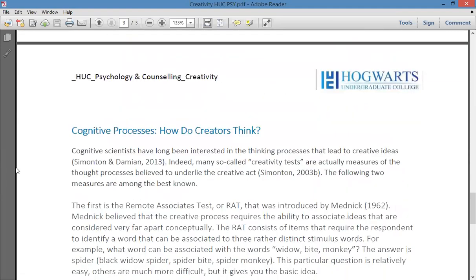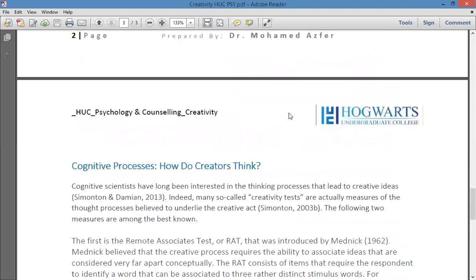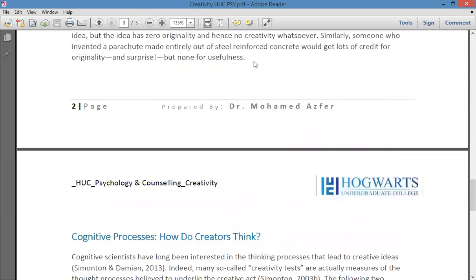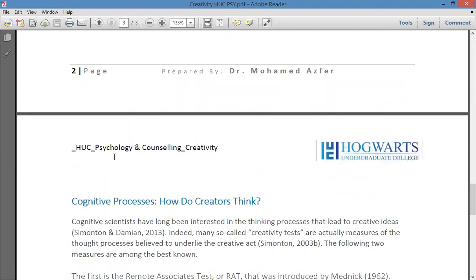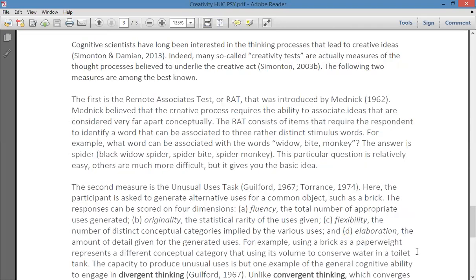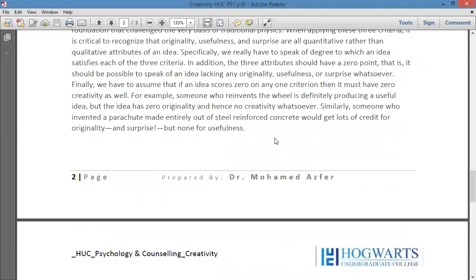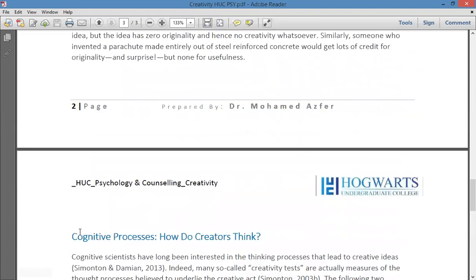The next is, I will explain up to this level, because I have another session at 8. So I will be stopping at this point. What you can do is read this, because it will take a little bit of time. So I will stop here so we can continue this cognitive process.